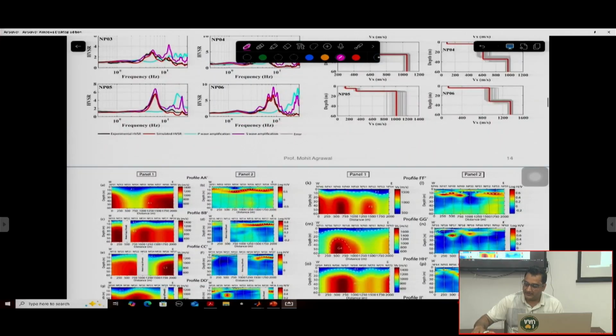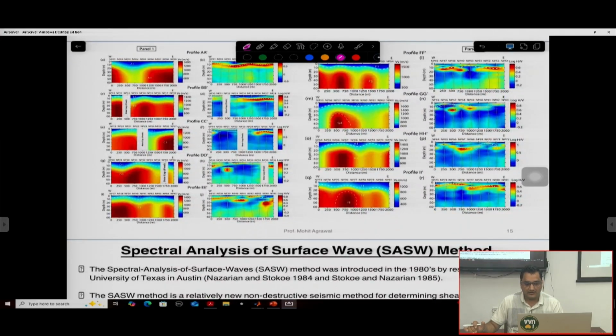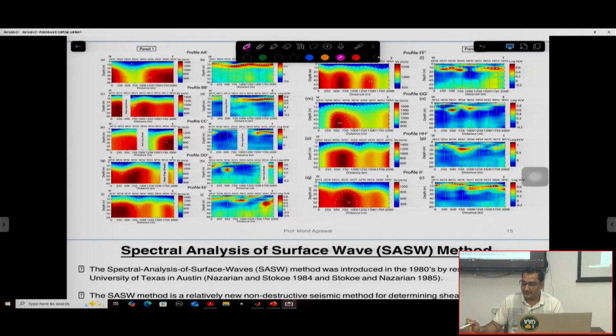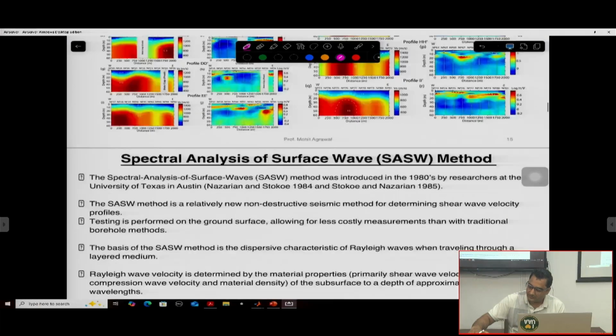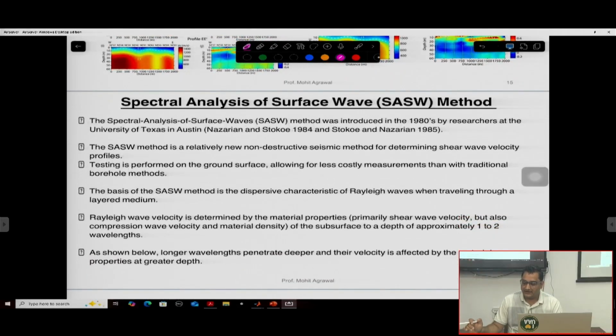Now these are a few figures that may give you an idea how the interpolation of various shear wave profiles along an array may look. Here you can see the bedrock coming, and some high velocity features associated with hard rock are also present, and also low velocity layers. Thereafter we learnt about the spectral analysis of surface waves.